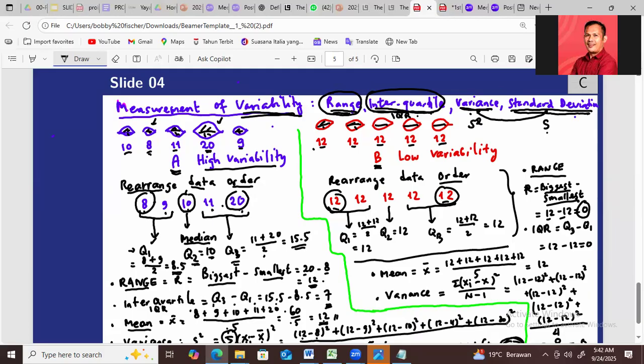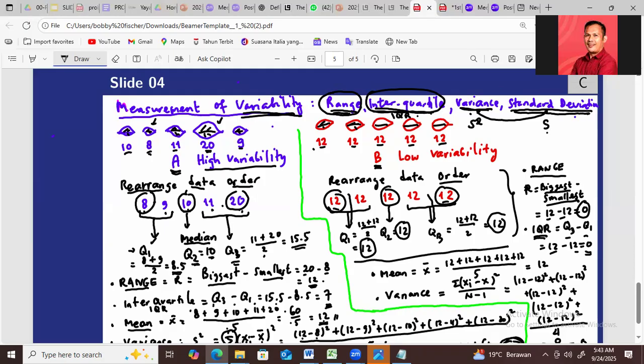The interquartile range is Q3 minus Q1. Here Q2 is this one, Q1 is the middle of this part, and Q3 is the middle of this part. You have all the same value: Q1 is 12, Q2 is 12, and Q3 is 12. So the interquartile range, Q3 minus Q1, is 12 minus 12, which is also 0.